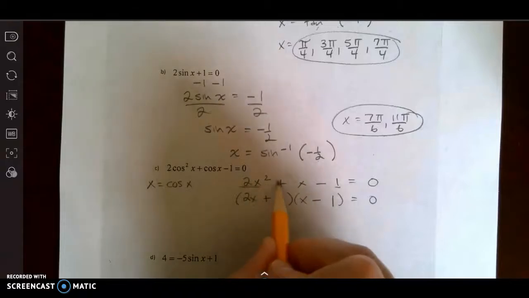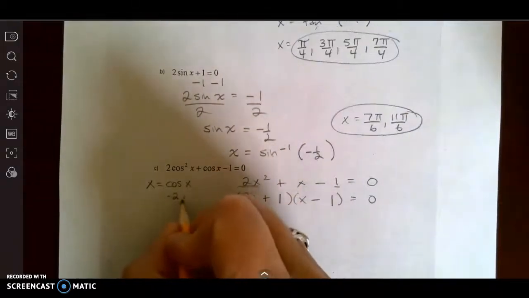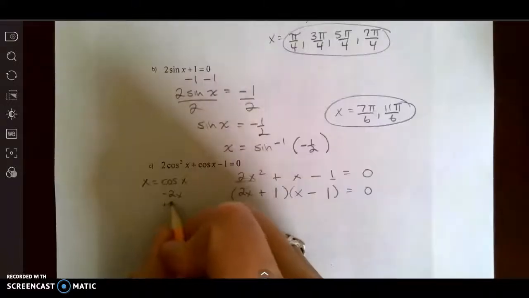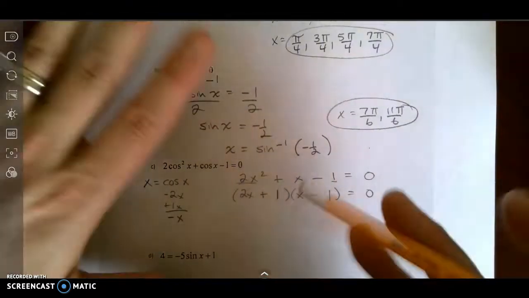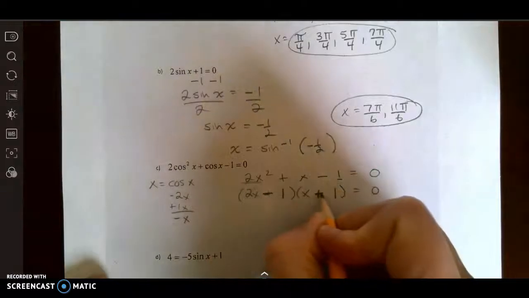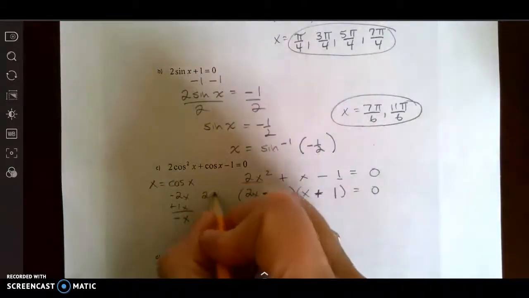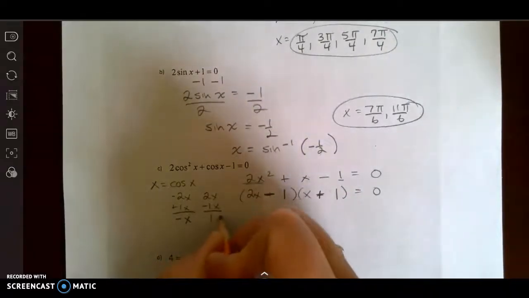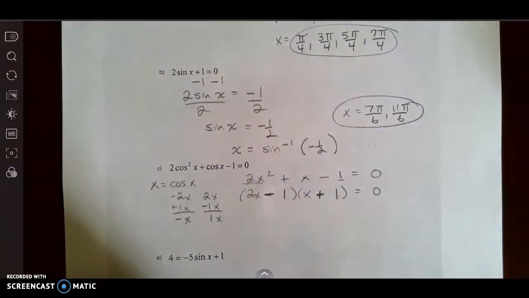And I do my outer term, 2x times negative 1 would be negative 2x. 1 times x is 1x. And I get negative x. That is not what I want. So I'm going to erase and make that negative and make this one positive and check it. 2x times 1 is 2x. Negative 1 times x is negative 1x, and I'm left with 1x. That's what I want. So this is my correct factoring.